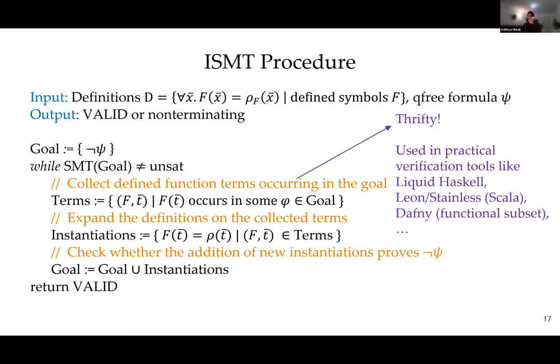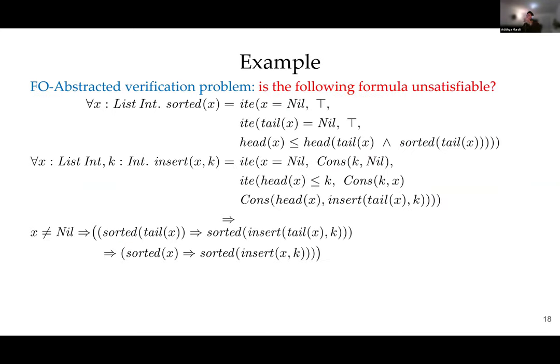Now, note that this is even more thrifty than the procedure that we saw in the imperative world. This is a very specific form. Instead of arbitrary universally quantified formulas, we in fact have definitions. And so instead of collecting all terms, we are collecting only application-specific terms and expanding the definitions on them. And this is a procedure that's very similar to the one used in practical verification tools like Liquid Haskell for Haskell, Leon, or its more modern version, Stainless, for Scala programs, or even Dafny, or at least the functional subset of it. We really came across this procedure by looking at these practical tools and abstracting what they were doing. And this covers quite a few functional program verification tools that are used in practice.